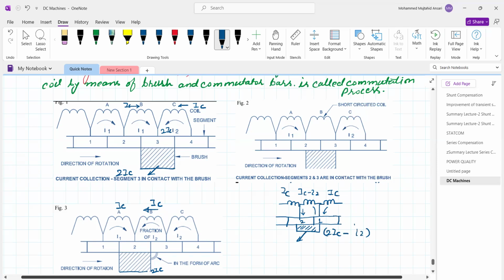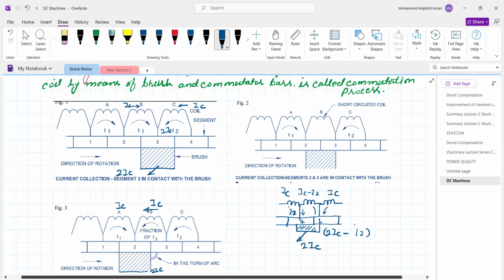Whereas the current I2 comes from here, so again the current will be twice IC only. So this current is twice I2, this is I2. So the meaning is that when it is going to travel, the current in the short circuiting coil gets reversed.